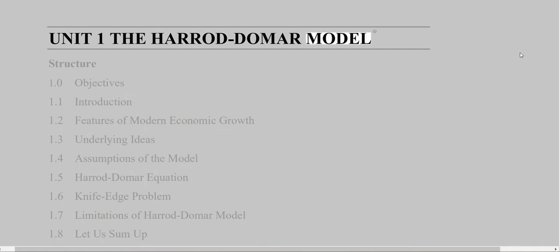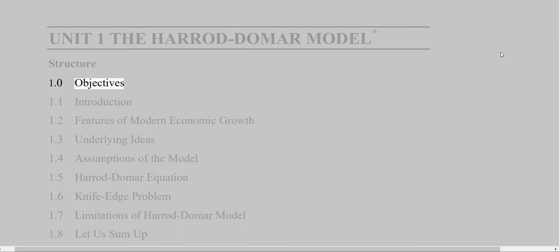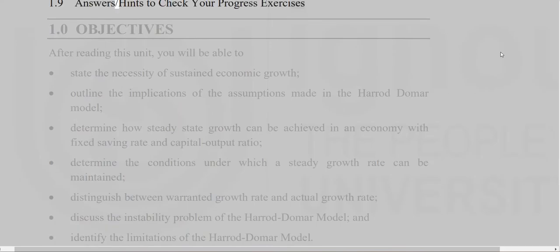Unit 1, the Harrod-Domar model. Structure: 1.0 Objectives, 1.1 Introduction, 1.2 Features of Modern Economic Growth, 1.3 Underlying Ideas, 1.4 Assumptions of the Model, 1.5 Harrod-Domar Equation, 1.6 Knife-edge Problem, 1.7 Limitations of the Harrod-Domar Model, 1.8 Let us sum up, 1.9 Answers/Hints to Check Your Progress Exercises.